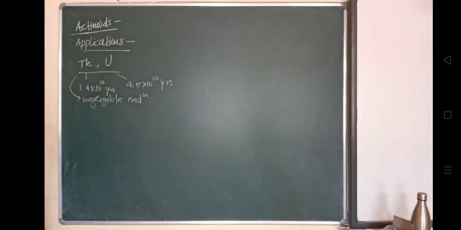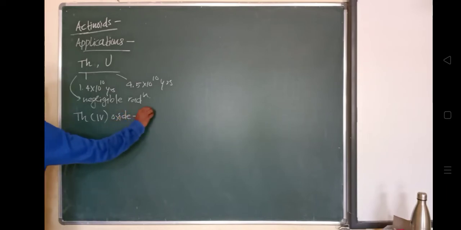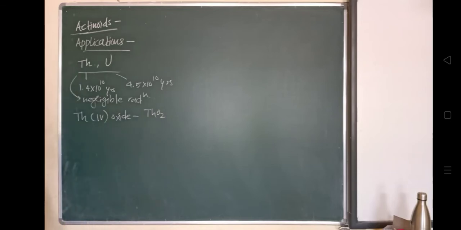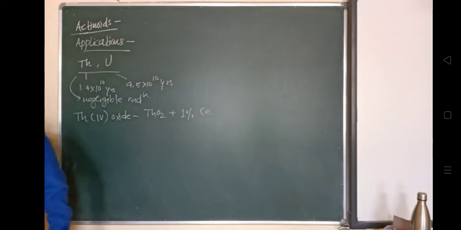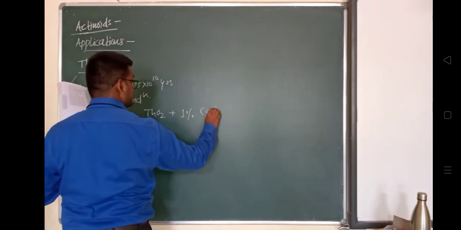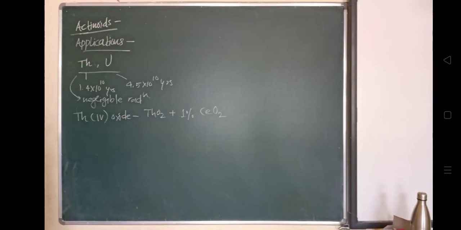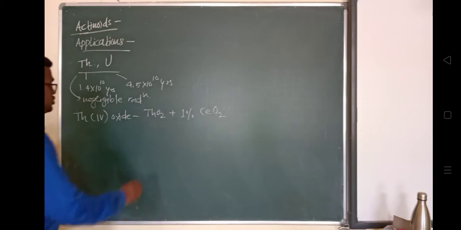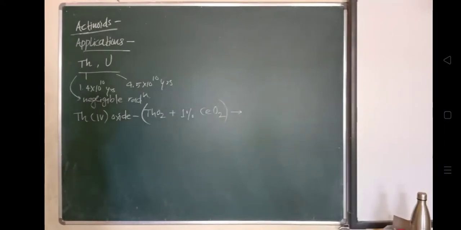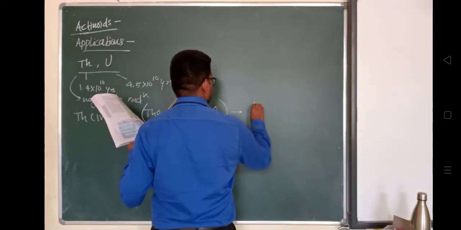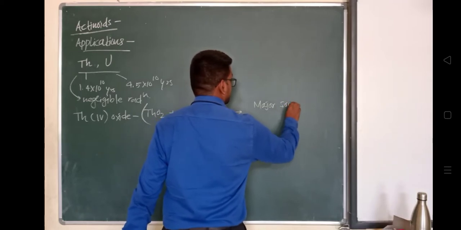For example, thorium(IV) oxide, ThO2, along with 1% of the lanthanoid element cerium oxide, was used as a major source of indoor lighting. This combination was used earlier, not nowadays, as a major source of indoor lighting.